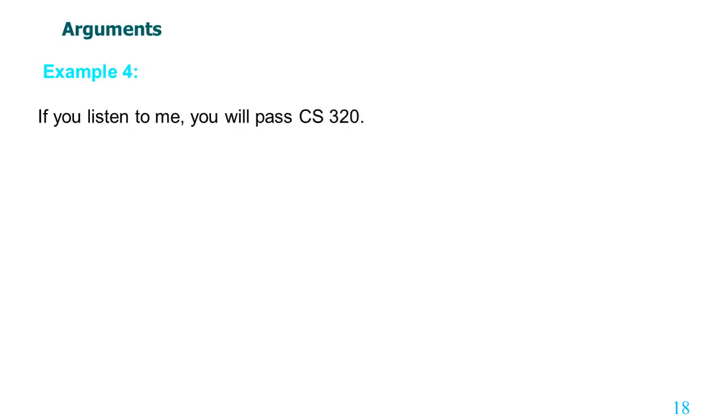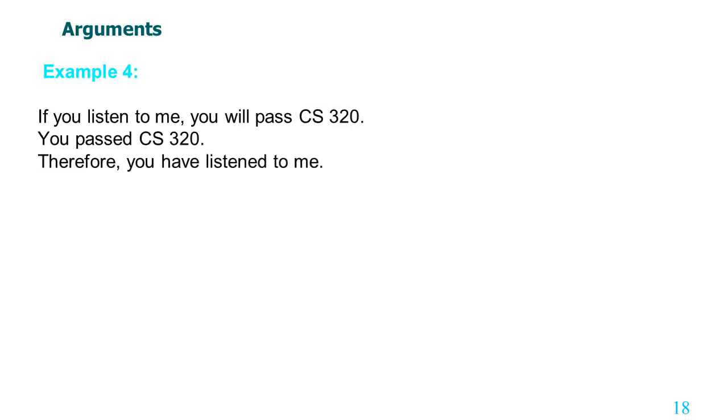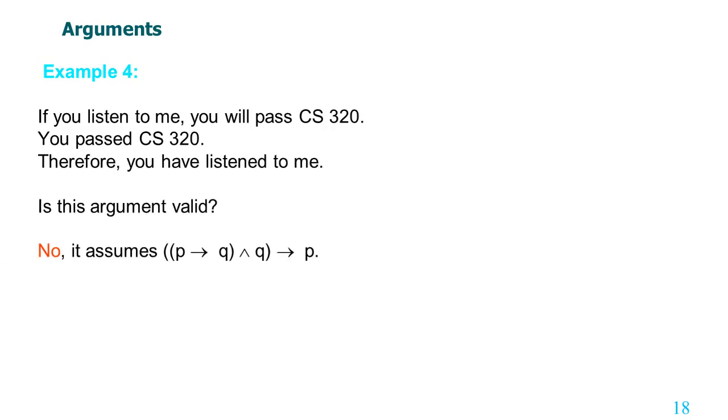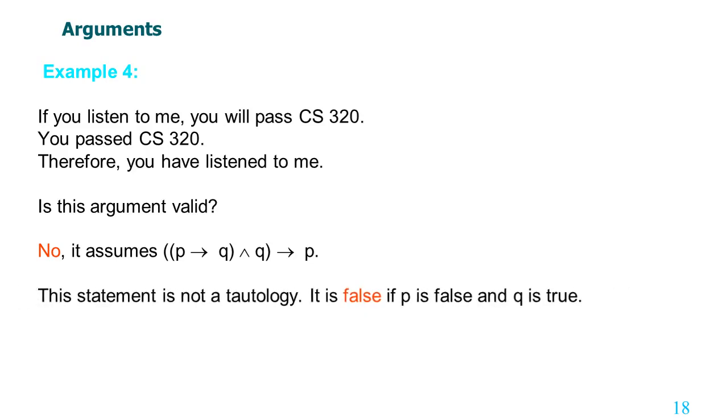Another example: if you listen to me, you will pass CS 320. You pass CS 320, therefore you have listened to me. Is this argument valid? No, it assumes that P implies Q and Q implies P. Therefore it is not a valid argument. The statement is not a tautology, it is false. You can find it from the truth table: it is false if P is false and Q is true.